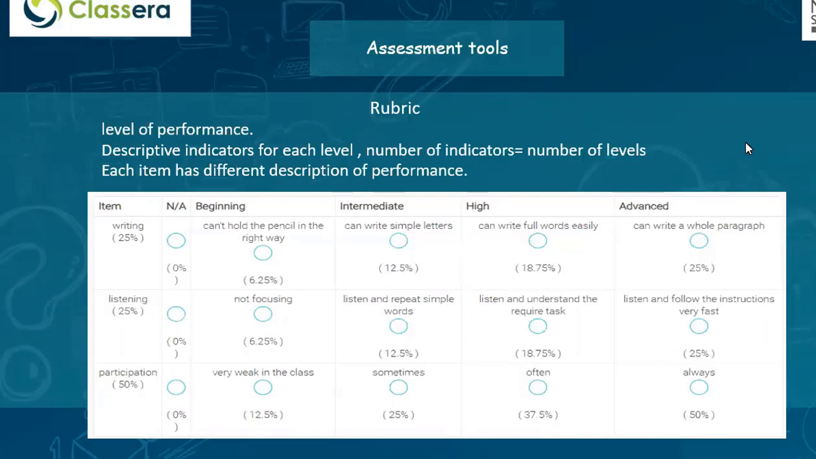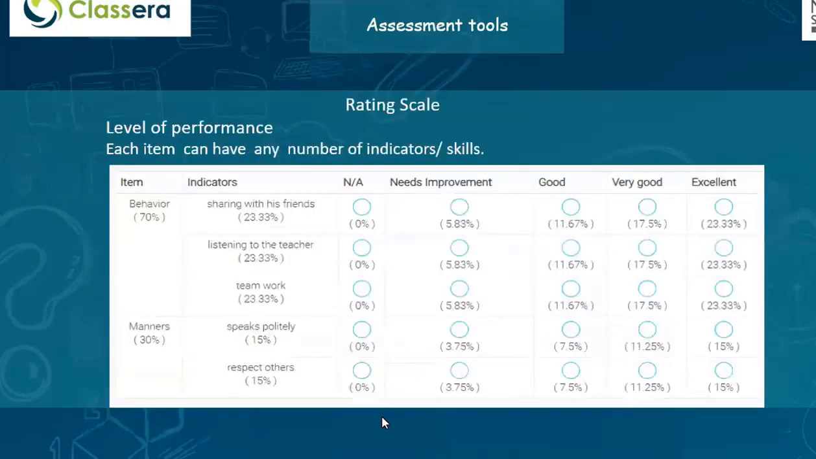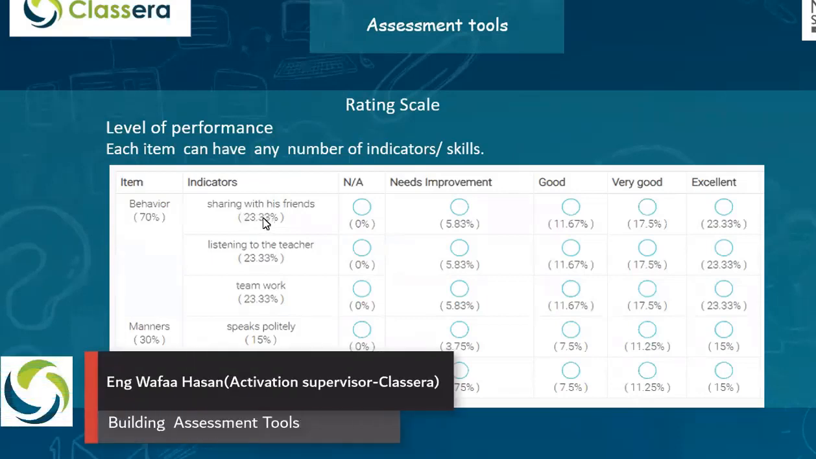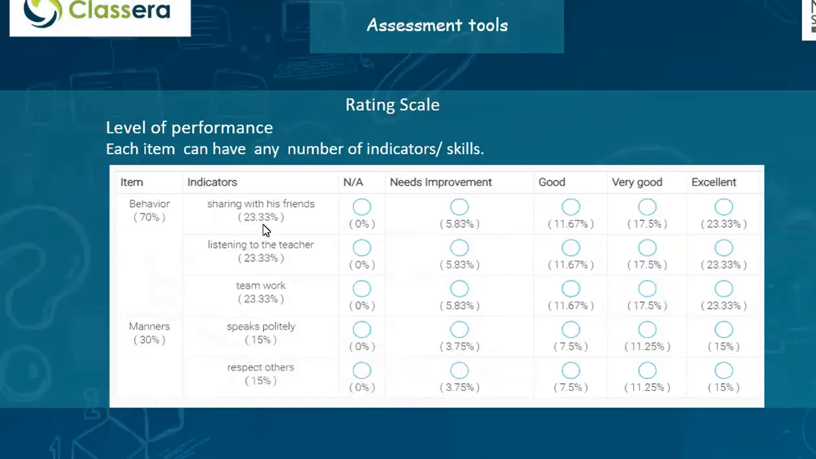Now let's move to the second type. Rating scale. In rating scale, again, we have level of performance, item of evaluation, but here each item can have any number of indicators or skills. In other meaning, I have a main item and sub-items, okay? And each indicator has the same level of performance.